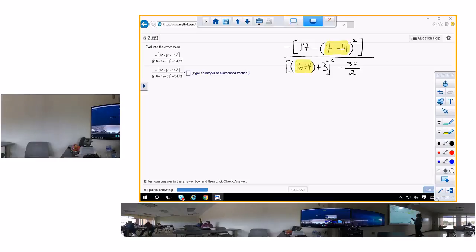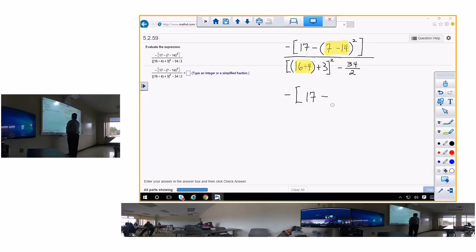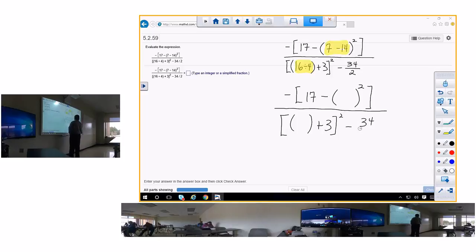So negative bracket 17 minus parentheses squared close bracket, bracket parentheses plus 3 close bracket squared minus 34 over 2. Now, what is 7 minus 14? And what is 16 divided by 4? Now you're ready for step 3.